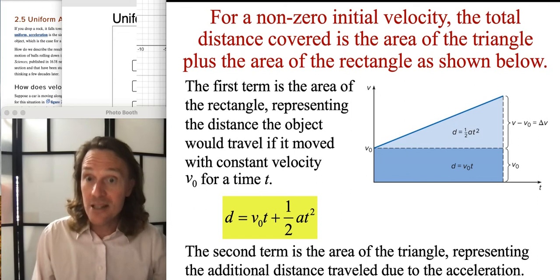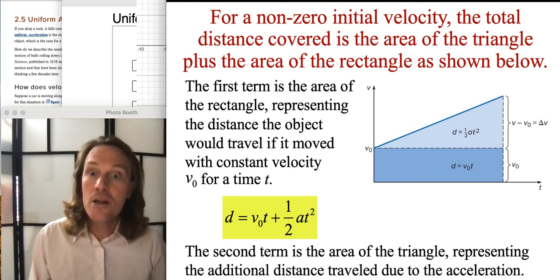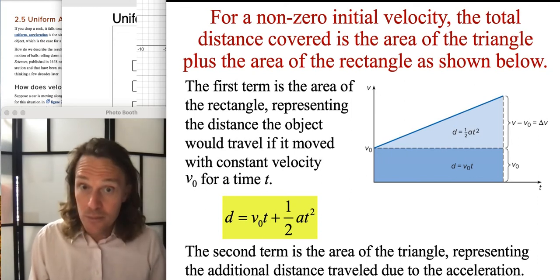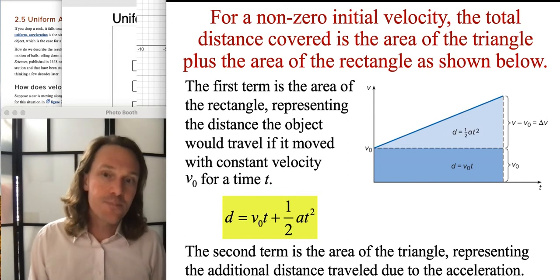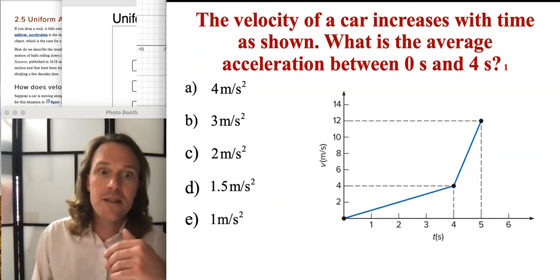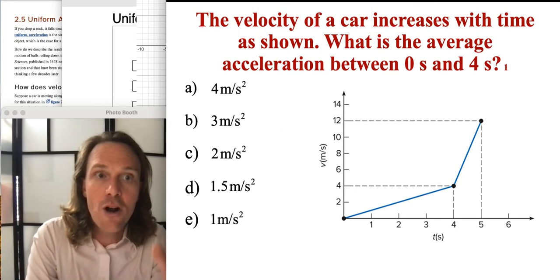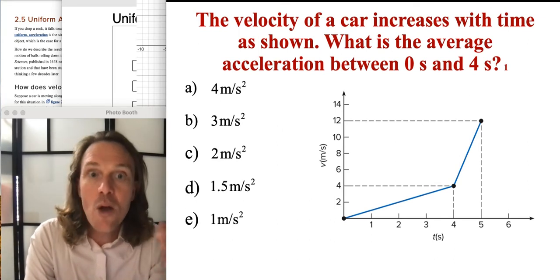Because that's what this distance formula is giving us for any acceleration, measured in meters per second squared, that's the A, and any initial velocity. Now, we got some examples of it. So the velocity of a car increases with time as shown. What is the average acceleration between 0 and 4?